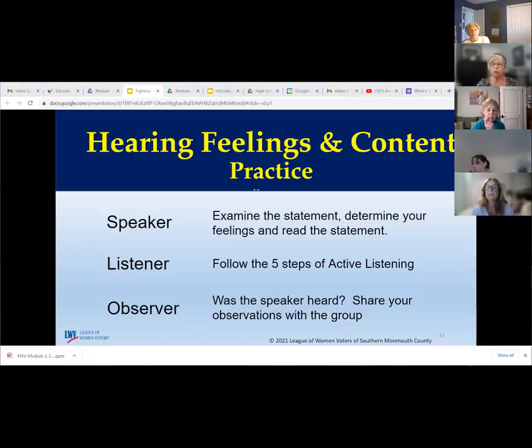The observer watches the interactions between the speaker and the listener. And when their time is up, they'll take 1 minute to share the observations. What you want to say to the two people, the speaker and the listener, is, was the speaker actually heard? And were the content and the feeling both stated by the listener? Did you feel that active listening helped the speaker clarify their feelings?